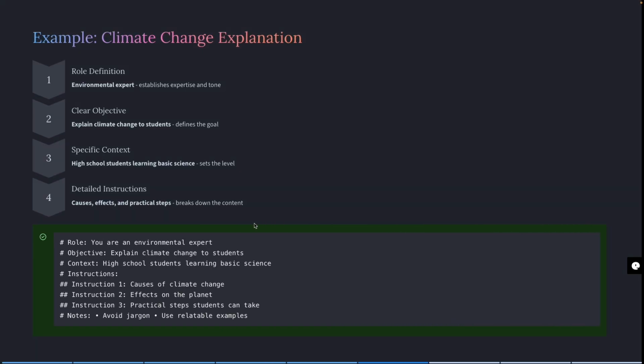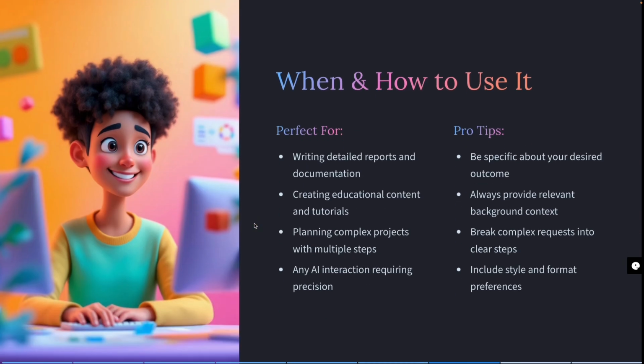Markdown prompting works very well. When and how to use it? When should I use Markdown prompting? Anytime you want a structured, clear, and useful result. It is perfect for writing detailed reports and documentation, creating educational content and tutorials, planning complex projects with multiple steps, and any AI interaction requiring precision.